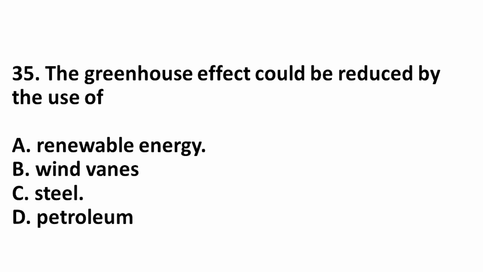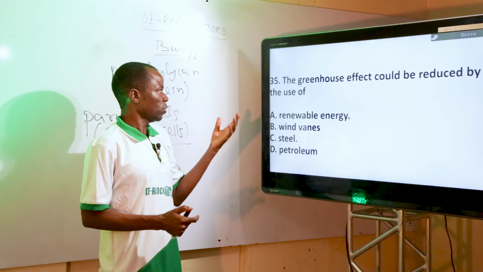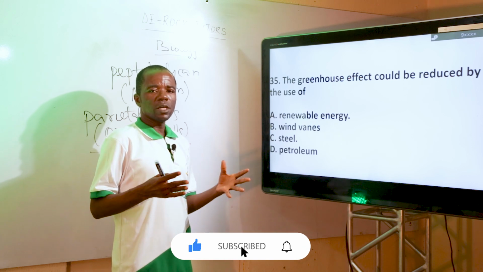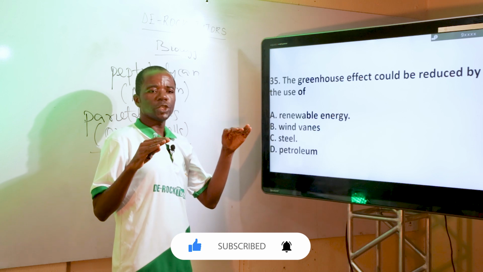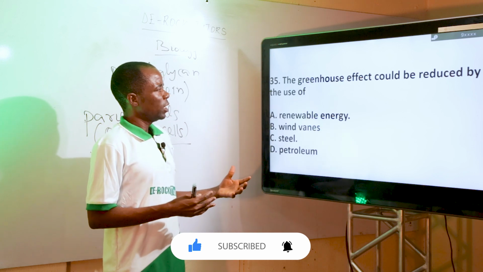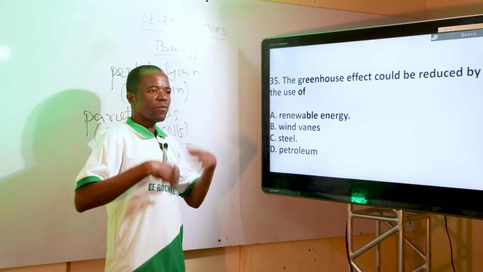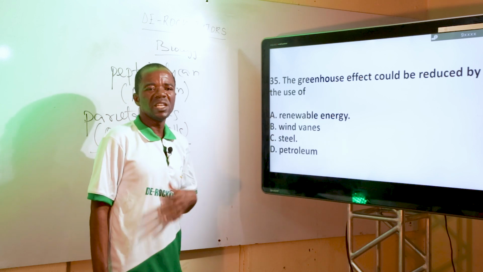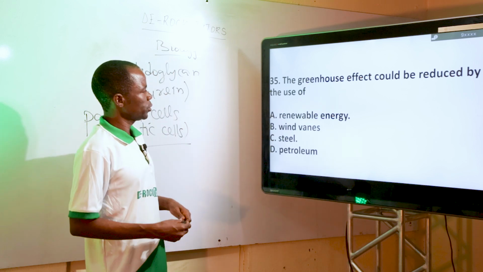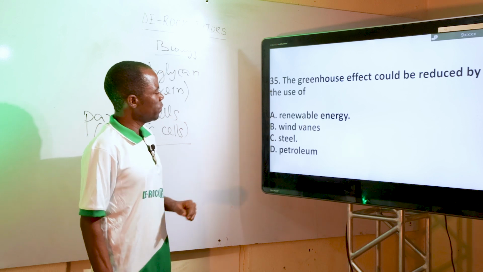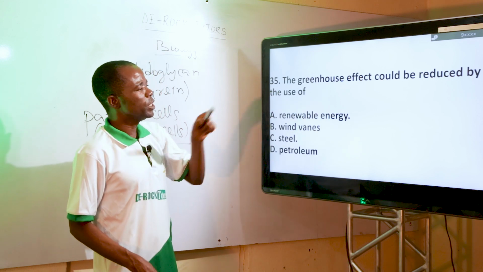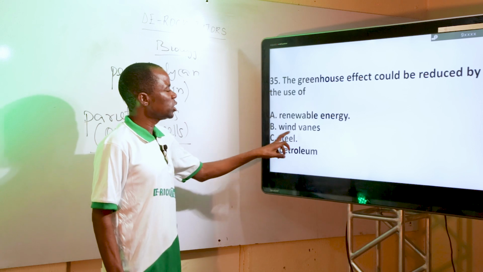The greenhouse effect could be reduced by the use of dash. First of all, what is greenhouse effect? Greenhouse effect is that gradual increase in the atmospheric temperature, and greenhouse effects are caused by a lot of emission of greenhouse gases. Examples of greenhouse gases are carbon dioxide, methane, even water vapor. So let's look at the options. Renewable energy, wind vanes, steel, petroleum. So the question is, greenhouse effect could be reduced by the use of wind vanes.